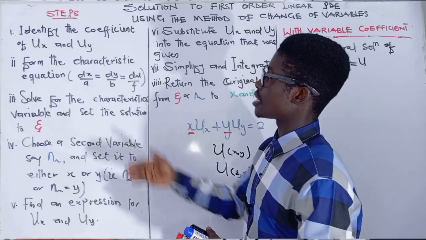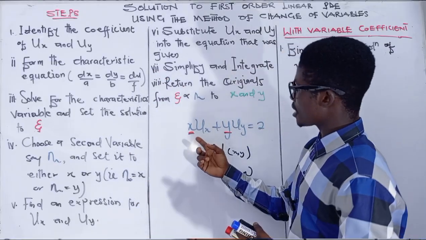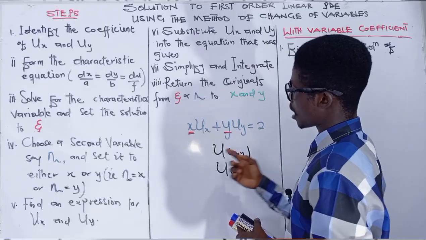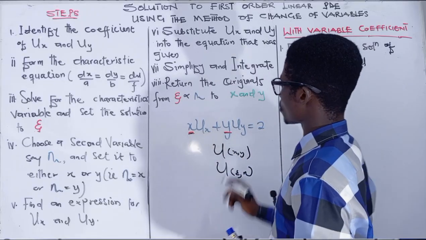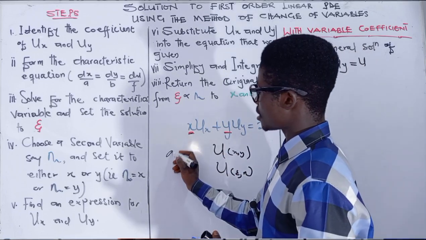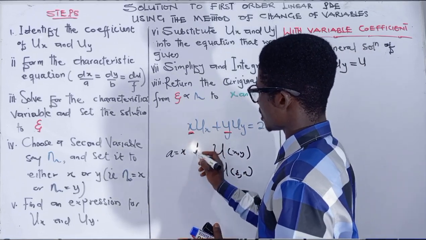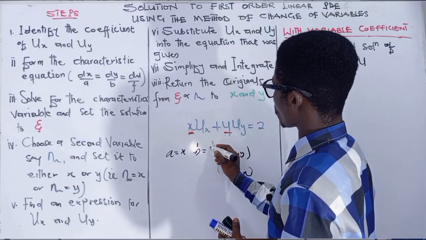The first step says to identify the coefficients of ux and uy. Looking at this equation, the coefficient of ux is x, and the coefficient of uy is y. So you identify it. You can say that our a is equal to x, and our b is equal to y.